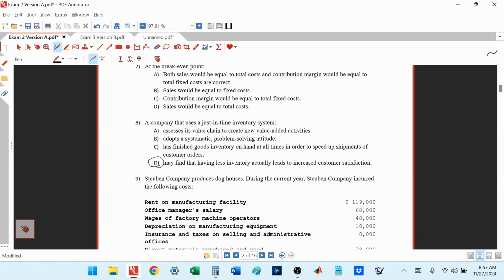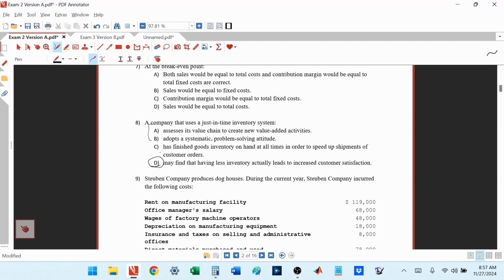And we can get this answer just by process of elimination. A and B are not relevant to JIT. Whether you have a JIT system or don't have a JIT system, that's irrelevant in terms of assessing your value chain to create new value-added activities or adopting a systematic problem-solving attitude. You can do A and B regardless of whether you have a JIT system or not. So those A and B are not pertinent to having a JIT system or not.